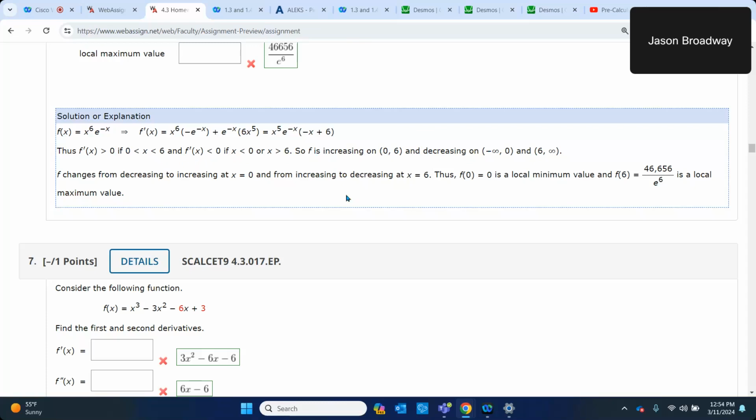Now, if you plug in x equals 0 in the original f, you'll just get 0 right here. And if you plug in x equals 6, you'll get 6 to the 6 times e to the negative 6 right here. Whatever that'd be, this funny thing here. Now 0 is a local min because of your left-right behavior that we talked about earlier, and by the same behavior, 6 is a local max.